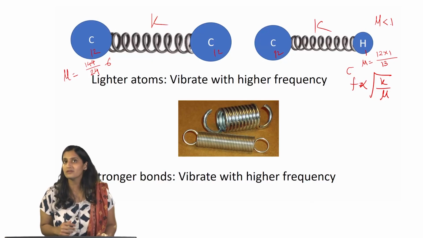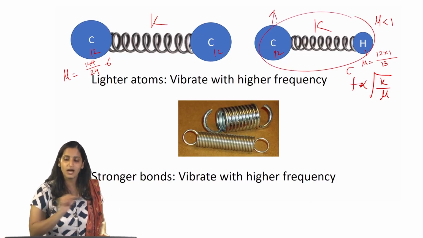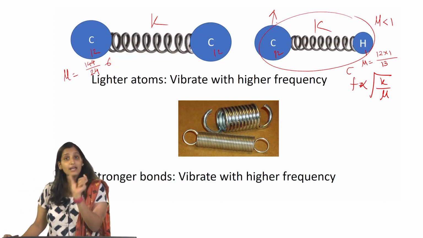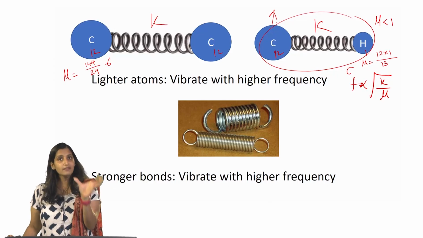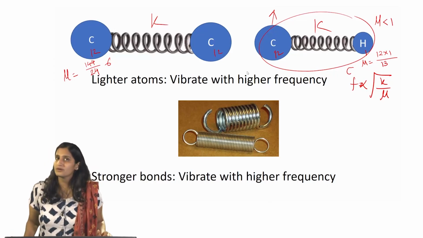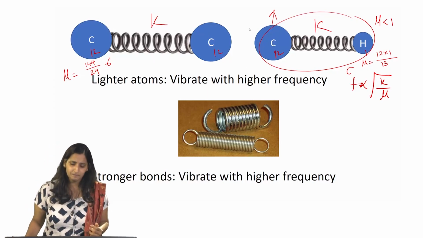So, you are dividing by a number that is lesser than 1. So, what can you tell me about the frequency? The frequency for this one is going to be much higher. So, the carbon-hydrogen bond is going to vibrate with a higher frequency than a carbon-carbon bond, okay. So, that is something important to remember, that lighter atoms typically vibrate with a higher frequency.